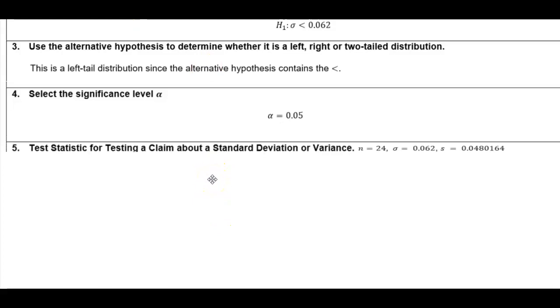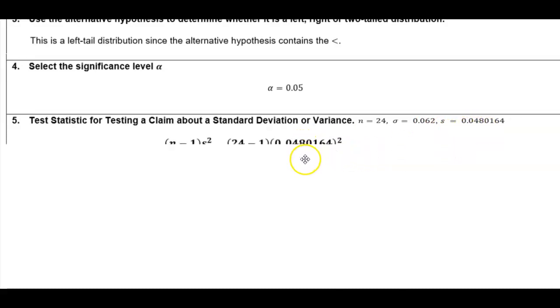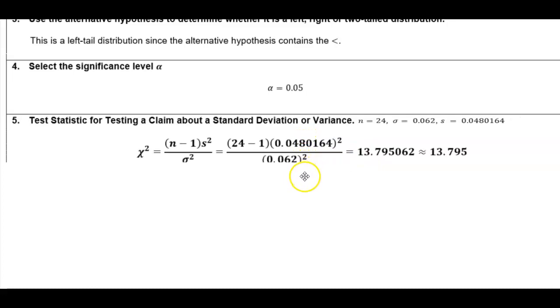Now the next thing is we want to determine the test statistic for testing a claim about a standard deviation or variance. Using n equals 24, the population standard deviation is equal to 0.062, and we have the sample standard deviation to be 0.048064. So now what we want to do is plug into the test statistic formula.